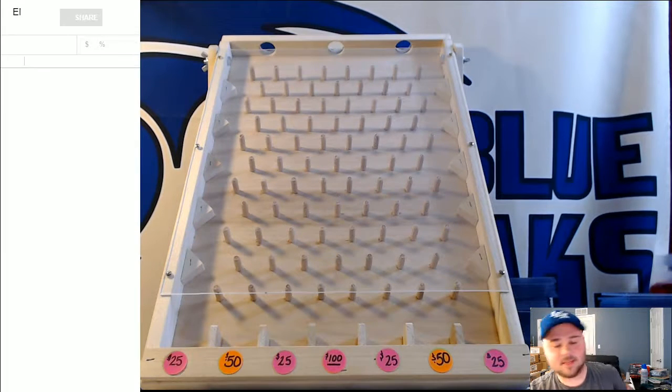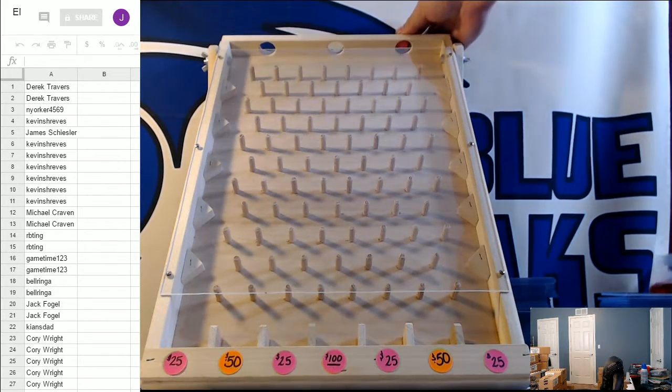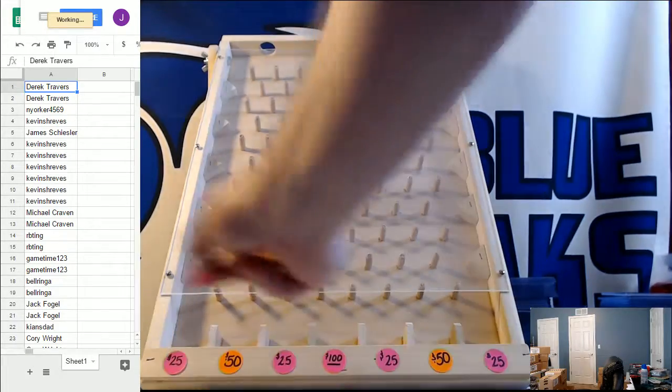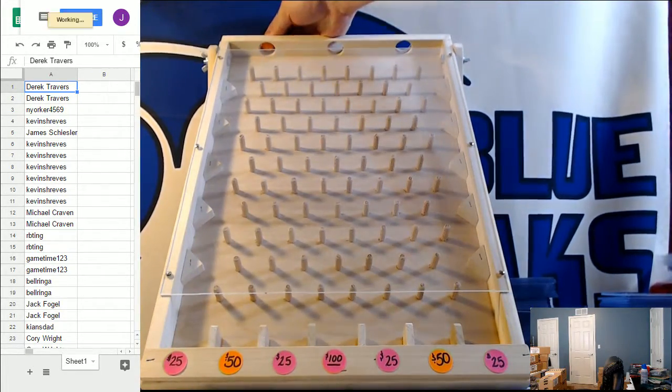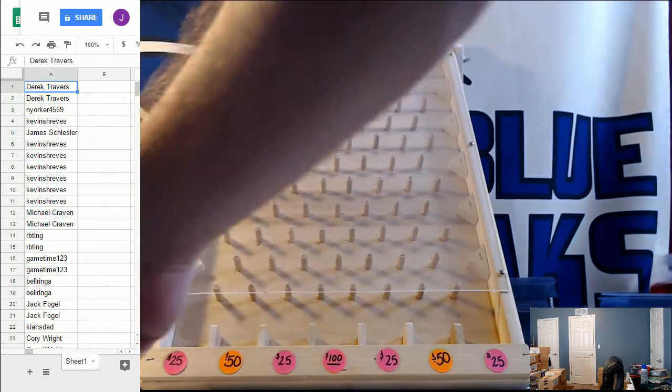Up first, Mr. Bobby Team. $25 in break credit for Bobby. And the one hole for Derek. Good luck, Derek. $25 in break credit for Derek.